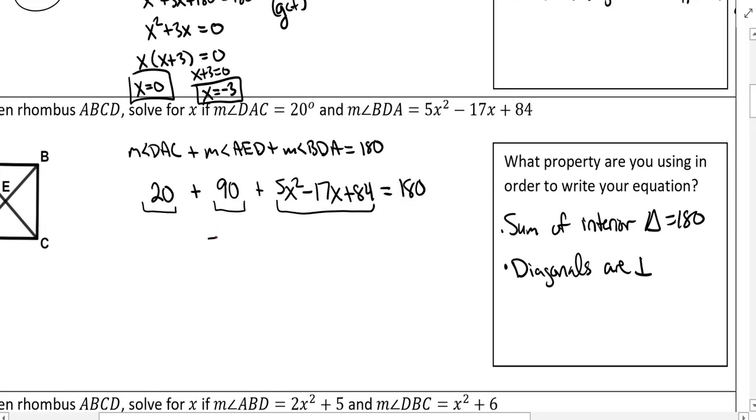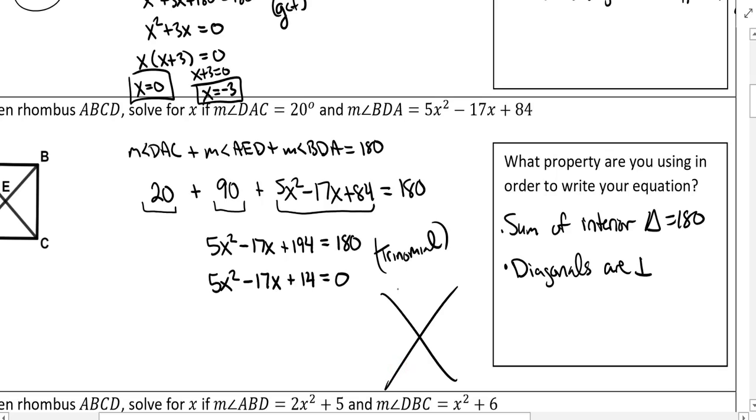Combine like terms here, we got 5x squared minus 17x. Let's see, 90 plus 20 is 110. 110 plus 84 is 194, equals 180. Subtract 180 from both sides of the equation to get 14. We are going to try the trinomial factoring here.